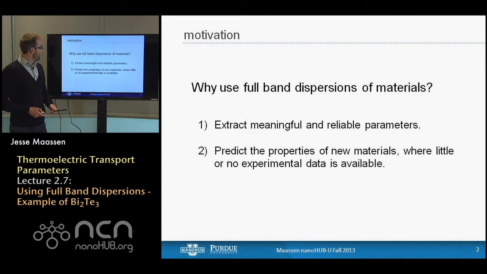And the second point is you'd like to predict the properties of new materials where little or no experimental data exists. Thermoelectrics is a very active research field, and there are many new materials being developed continuously. And there's not always a lot of data. It's quite limited sometimes. And so it's nice to be able to do these calculations from first principles theory and have that predictive power to provide an answer.